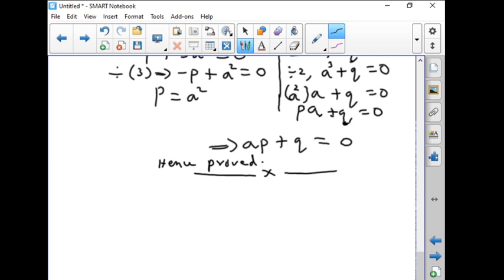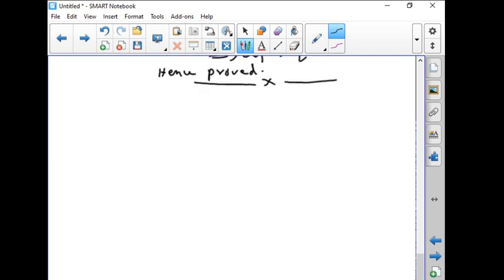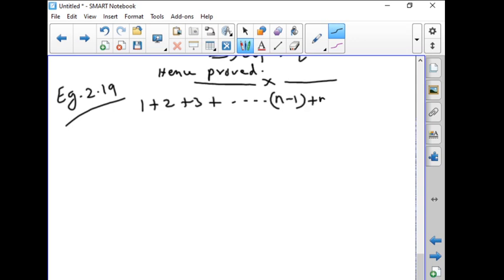Okay, next we'll go to Example 2.19. Use the method of undetermined coefficients to find the sum of 1 plus 2 plus 3 plus etc. up to n minus 1 plus n. So this we can take as S of n.